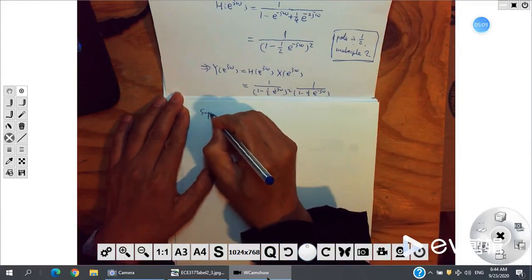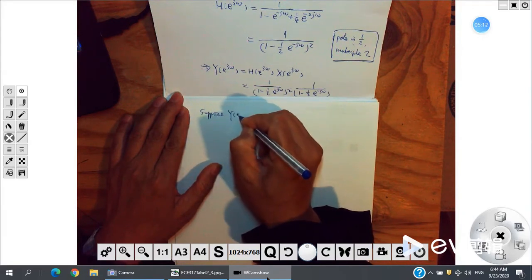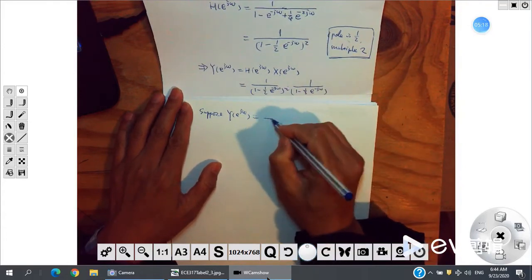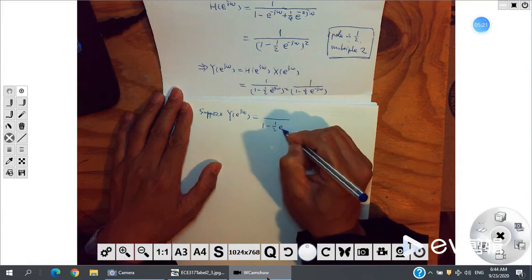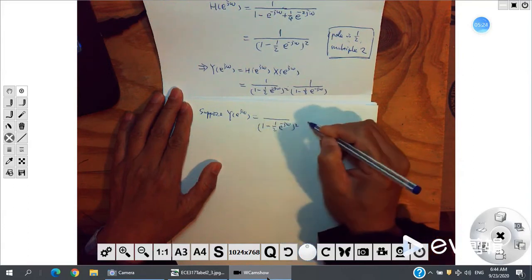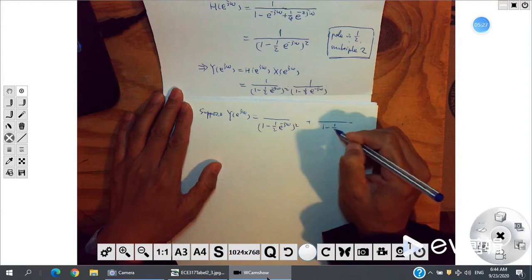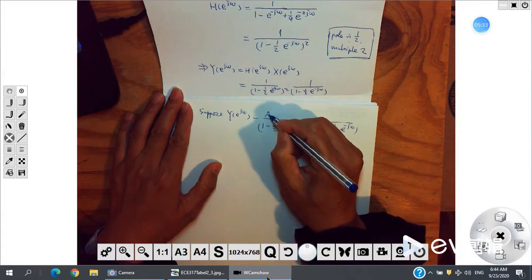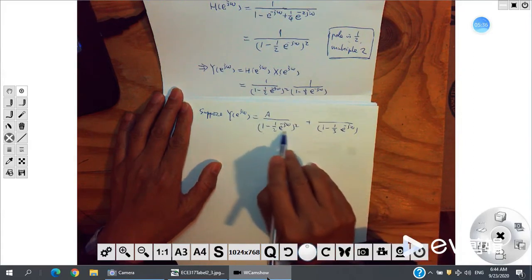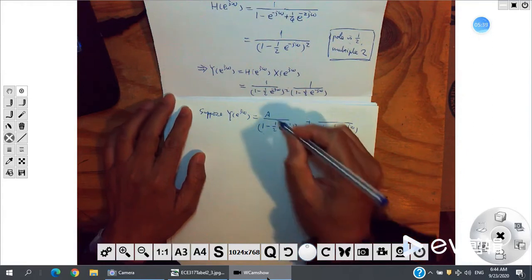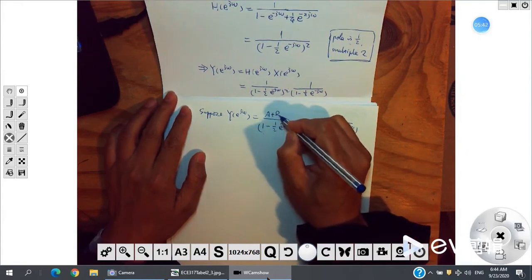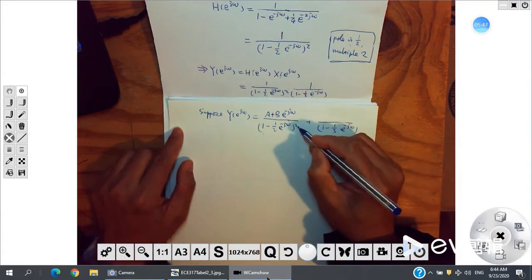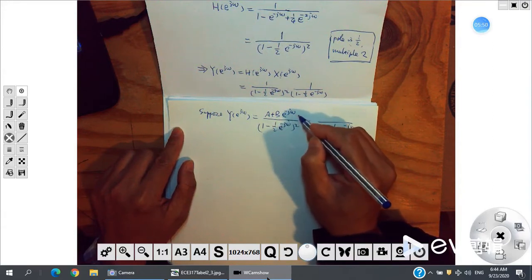Suppose Y equals, okay, you need to separate these two: 1 minus 1/2 e to the negative j omega squared plus 1 minus 1/3 e to the negative j omega. Here you need A, but that is not enough because the denominator has order 2. So in the numerator you need one more term, a plus b times e to the negative j omega. If here is a cube, then you need even more terms in the numerator.